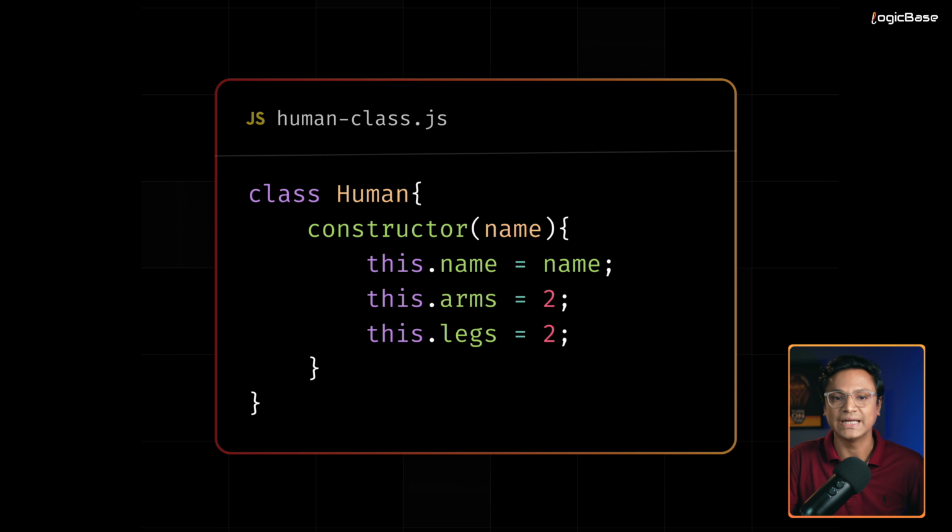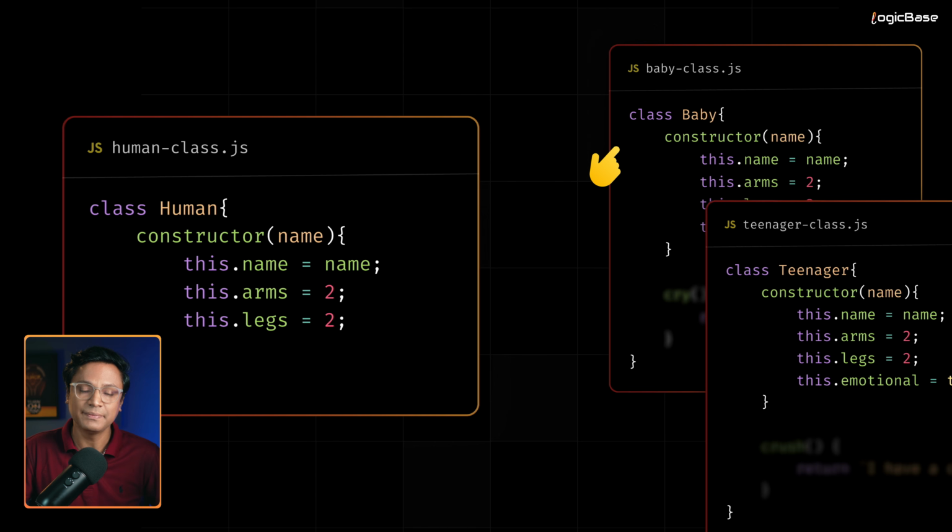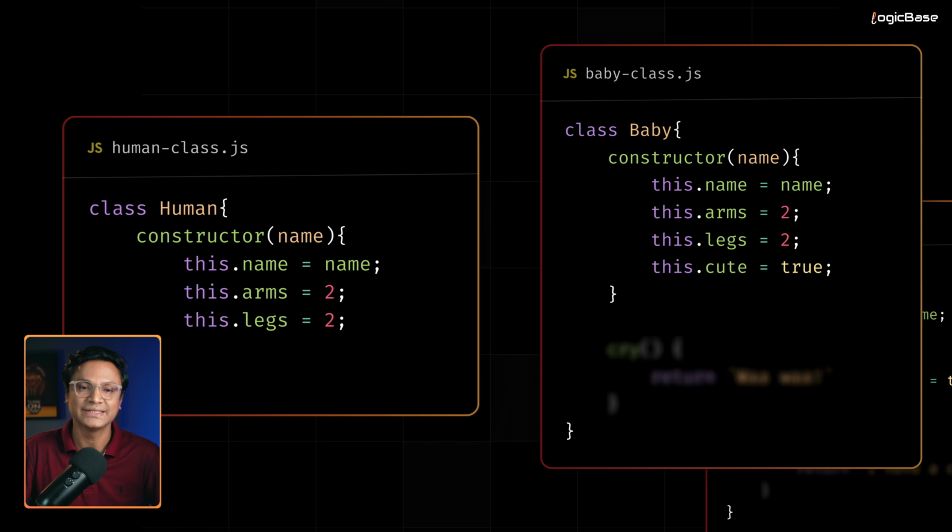Now you will notice that just the human class isn't enough, because in your game, there are different types based on age, like baby and teenager. If you define a baby class, it will also have a name, 2 hands and 2 legs just like a human. But it will also have its own unique property. Let's say a baby is very cute. That can be stored as a separate property. Along with that, a baby will have its own method, cry, since babies cry.